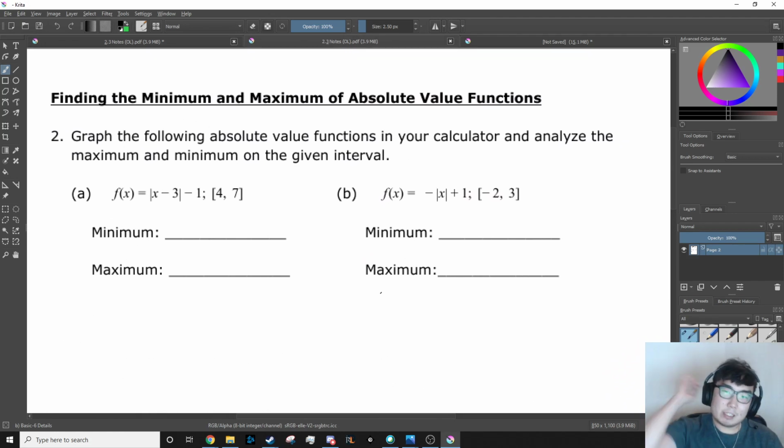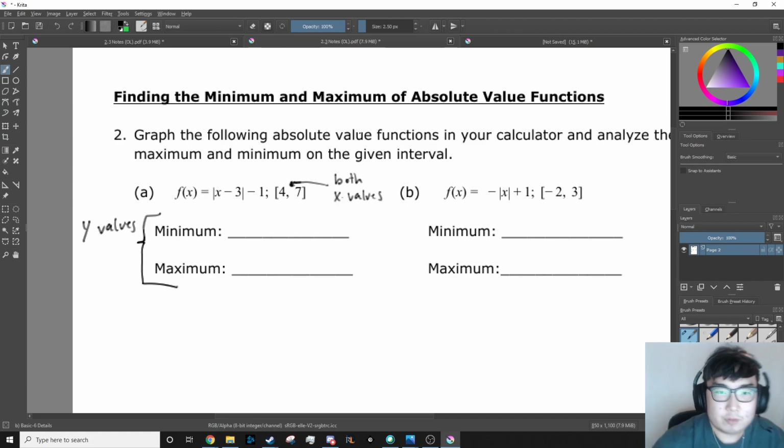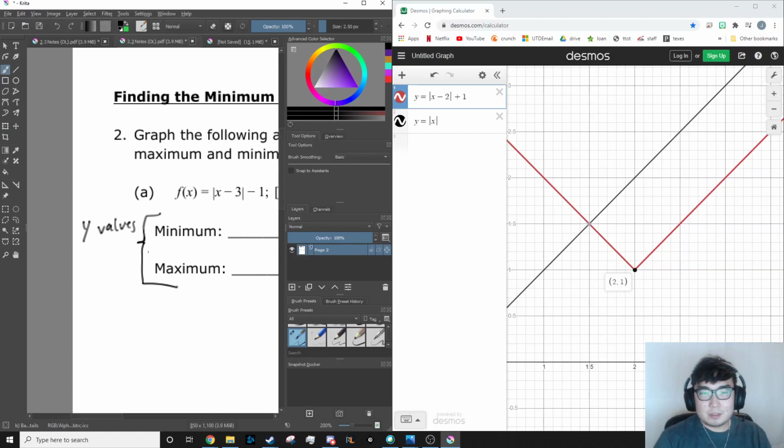Finding the minimum and maximum of an absolute value function. So the directions say, graph the following absolute value functions in your calculator and analyze the maximum and minimum of the given intervals. So the maximum and minimum, these are y values. And these right here are both x values. So first things first, let's try to graph this.